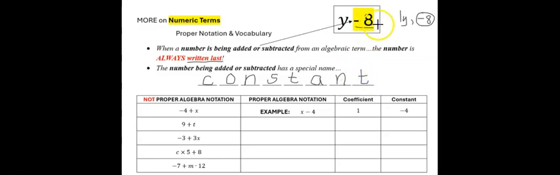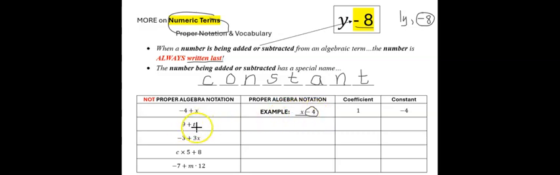Okay, the constant never has a variable on it. It's just a numeric term that's either being added or subtracted at the end of our expression. So when we look at this column right here, we're saying, hey, this is an algebraic expression, but it's not in its proper format. To put it in its proper format, we are going to switch so that the algebraic expression comes first and the constant comes second. So we just reverse that. So it's x minus 4.